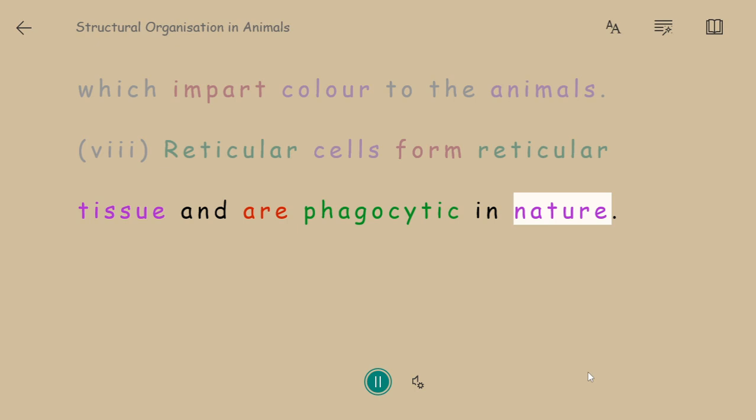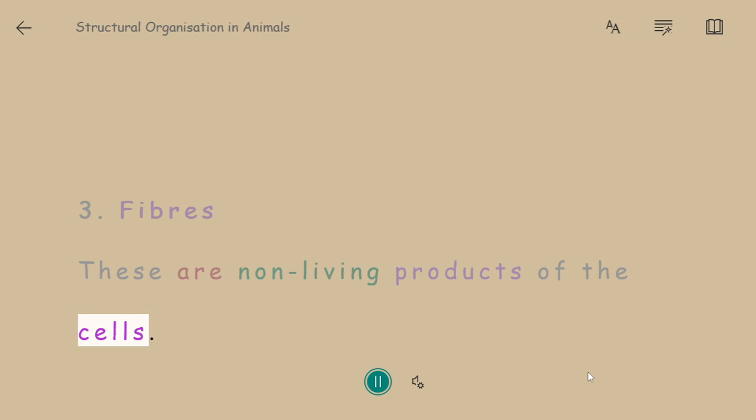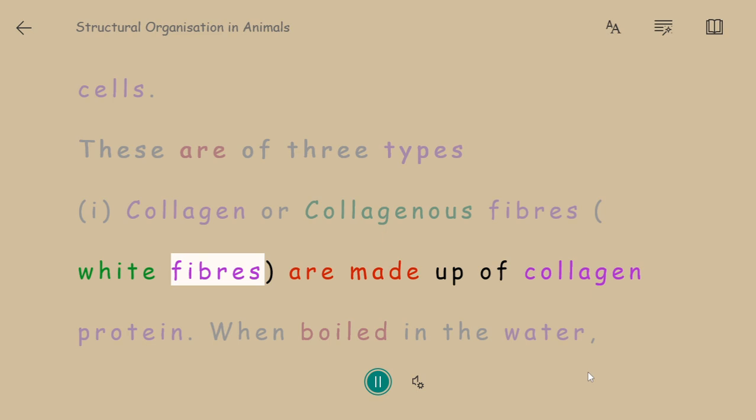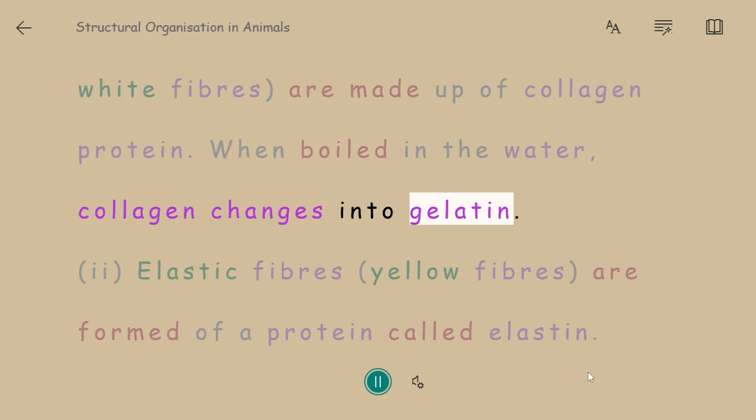3. Fibers. These are non-living products of the cells. These are of three types. 1. Collagen or collagenous fibers, white fibers, are made up of collagen protein. When boiled in water, collagen changes into gelatin.